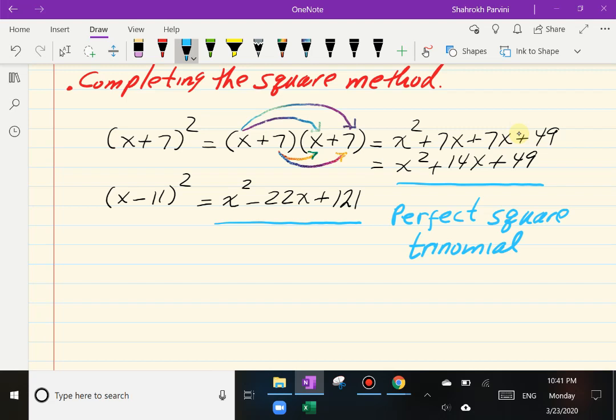Now the reason it's called perfect square, you can think of, in the case of, for example, x minus 11 squared, a square whose sides are x minus 11 by x minus 11. So in that sense, we get this perfect square that we are looking at here. Okay, so that's just the reason behind the name, the terminology.